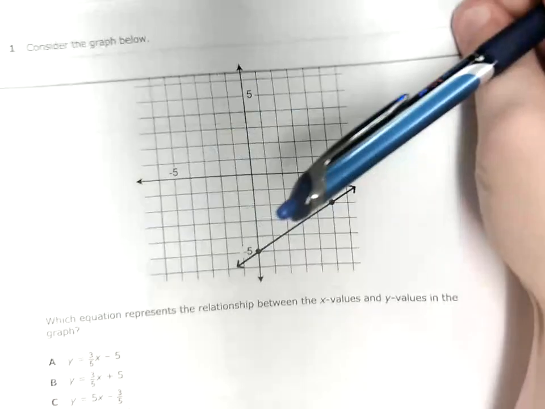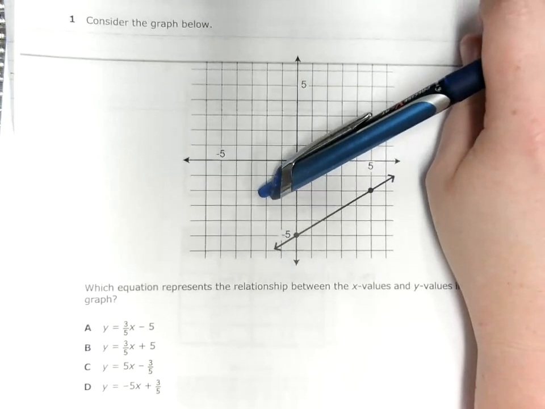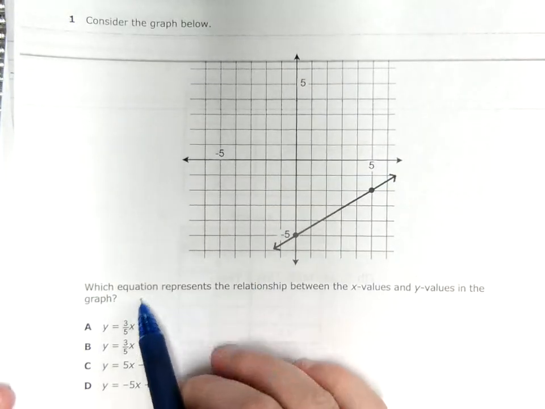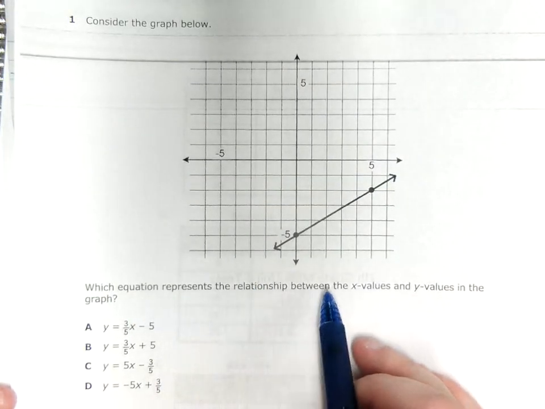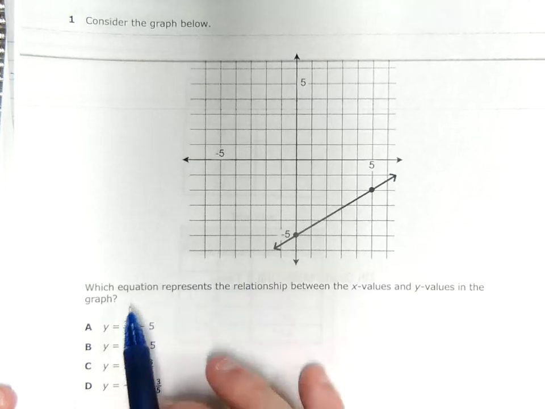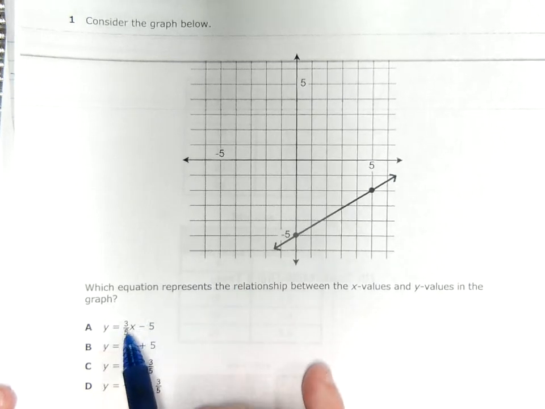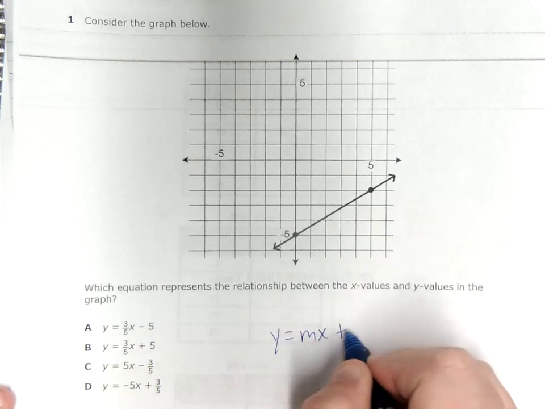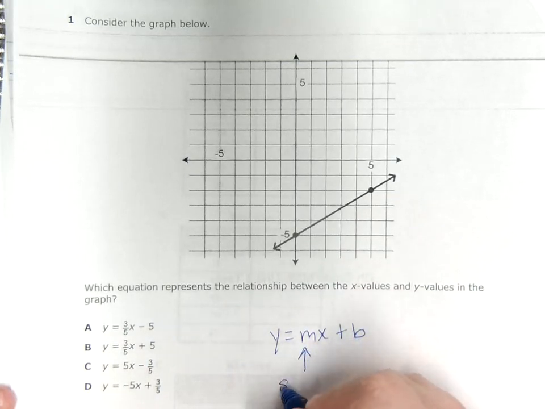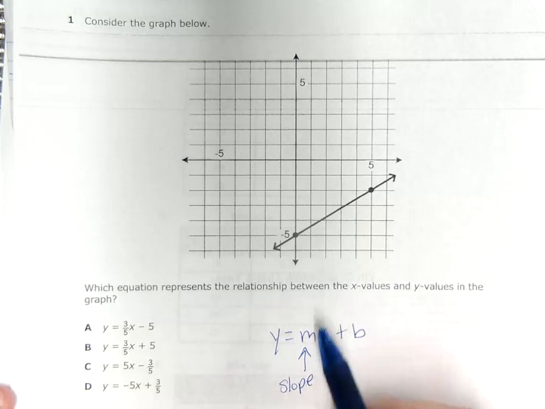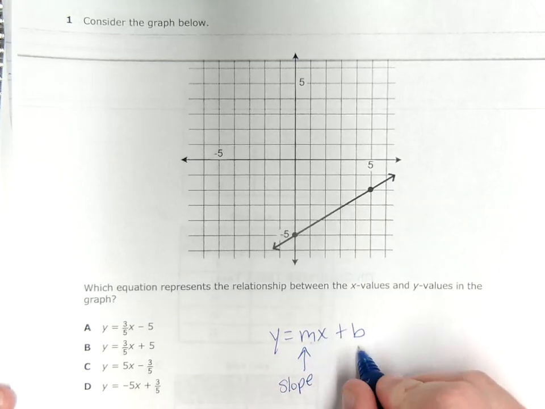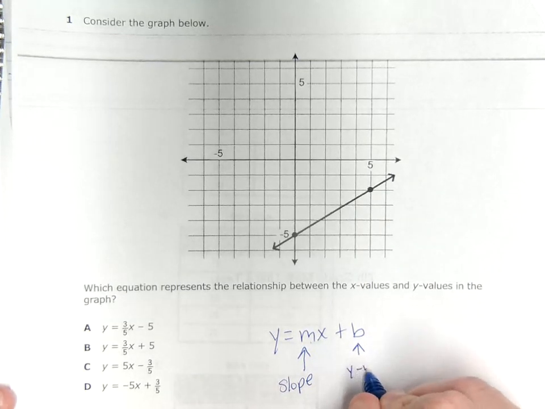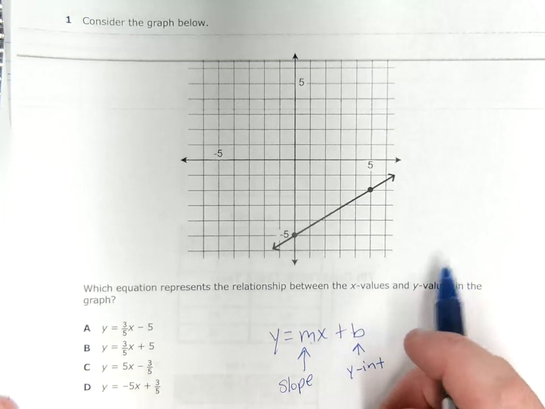Okay. So number one, which equation represents the relationship between the x values and the y values in the graph? Okay, this means we're simply going to find our slope. Okay, our slope, because that replaces the m, the number next to the x, and our y-intercept. Okay, that replaces the number all by itself after that plus or minus sign.